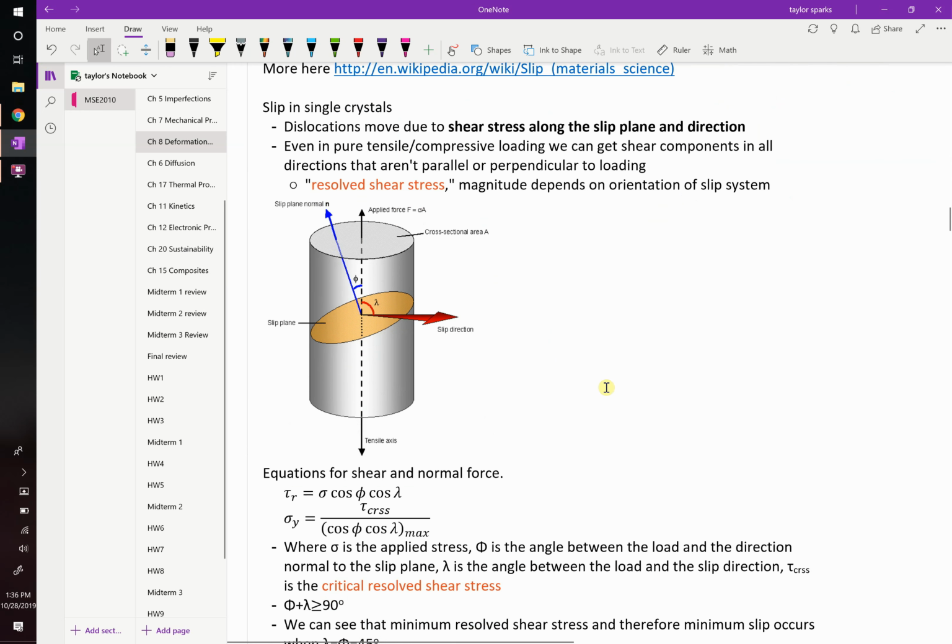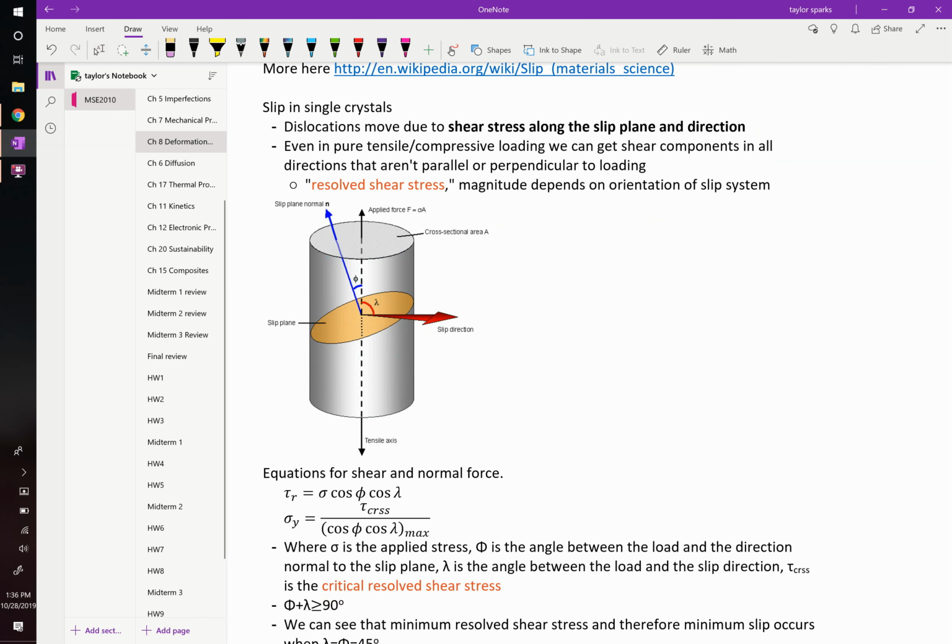Now, you can get slip in single crystals, and that's the easiest way to think of it, because in a single crystal you don't have grain boundaries to worry about. Or in other words, all the way through the material, the orientation of the crystal lattice is the same all the way through. Growing single crystals is tricky. It's doable, but it allows us to mathematically think about this in an easier way.